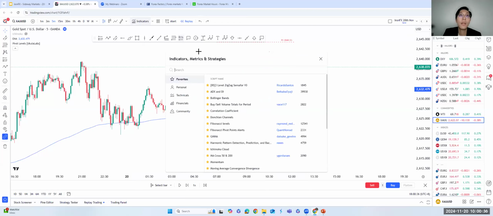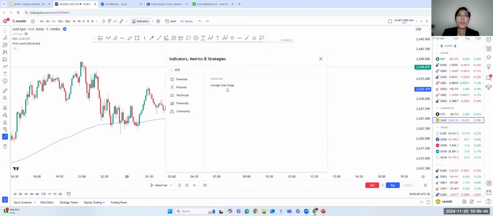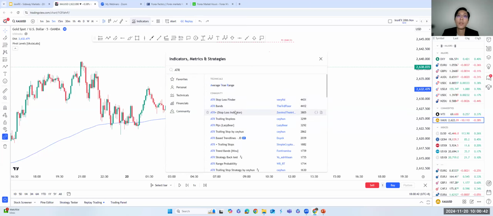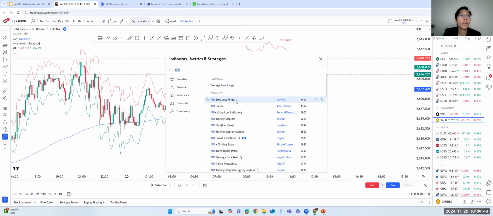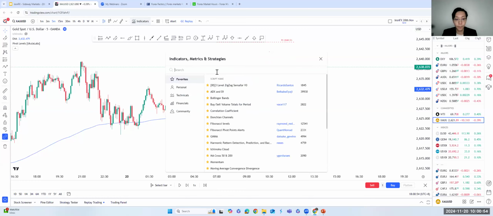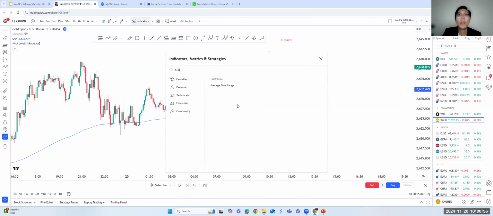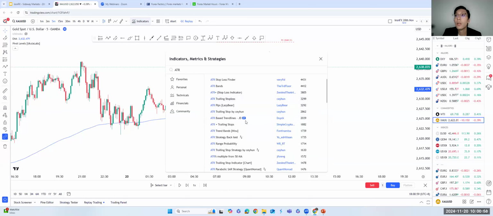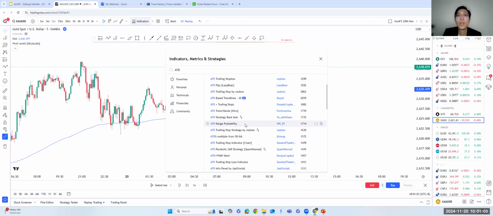Then another one that I wanted to show you guys is called ATR. I'm not sure if you guys understand what ATR is. ATR, average true range, which measures average volatility.